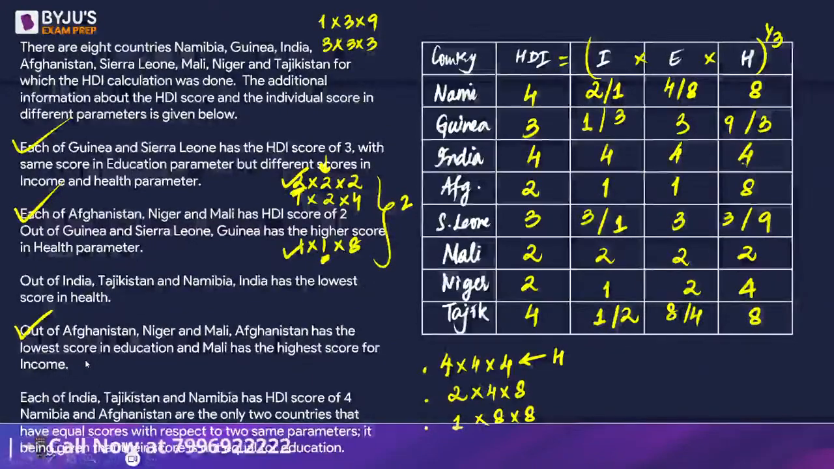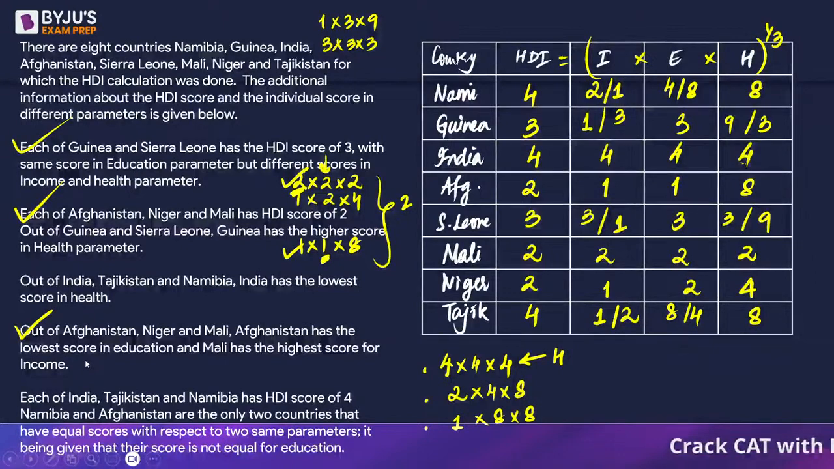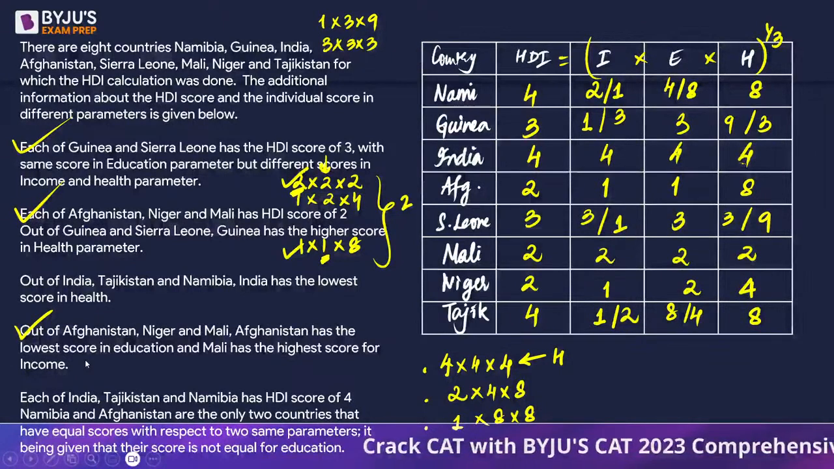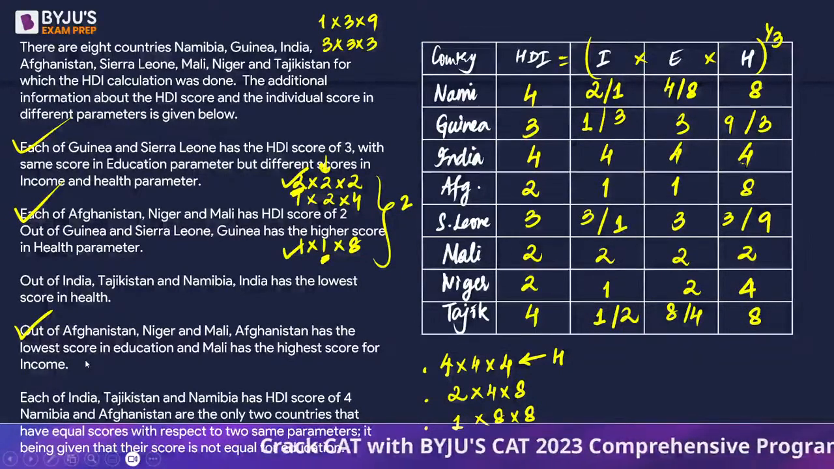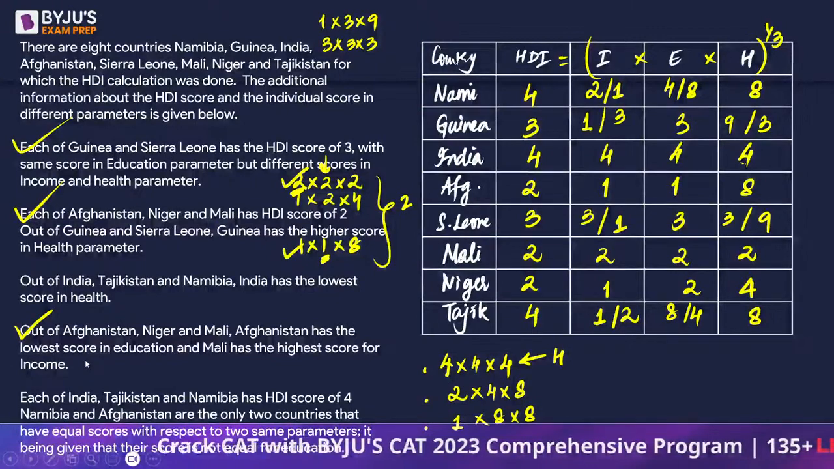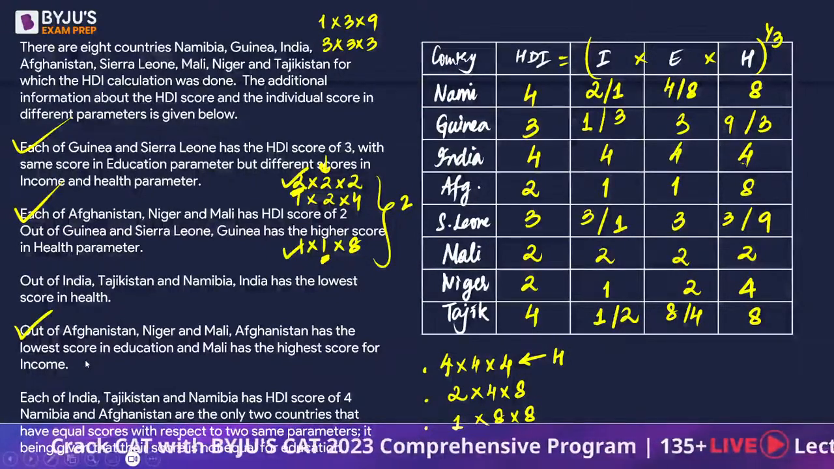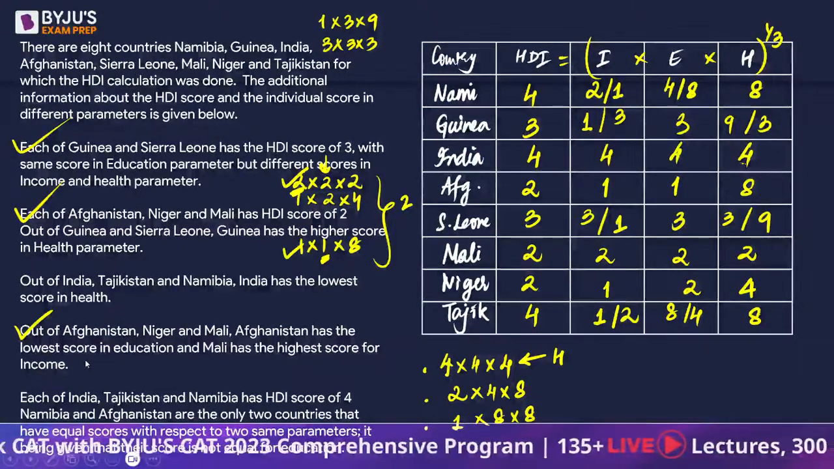So, is there any other way to make a 64? 8 into 8 is 64. 16 into 4 is 64. Now, 16 can be made as 2 into 8 or 4 into 4. And 2 into 32. So, which is again back to 248 only.